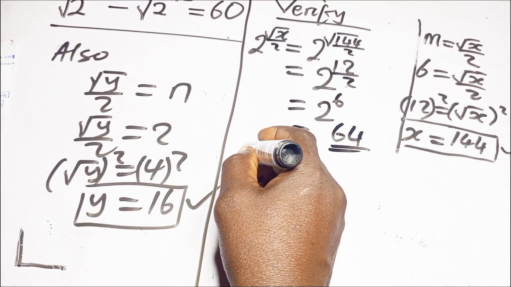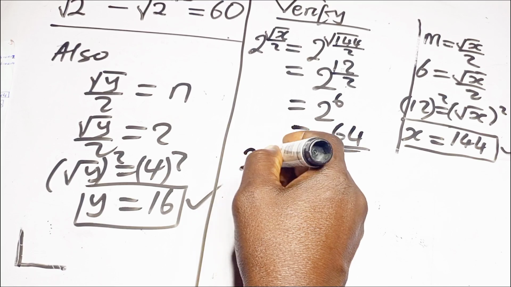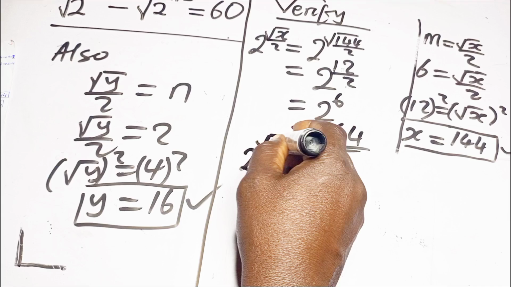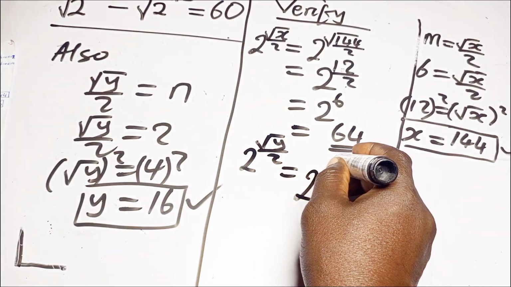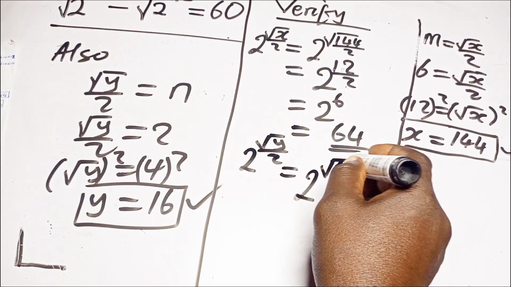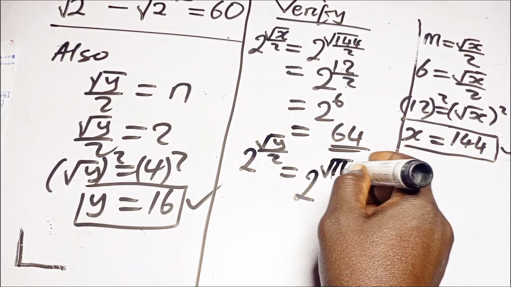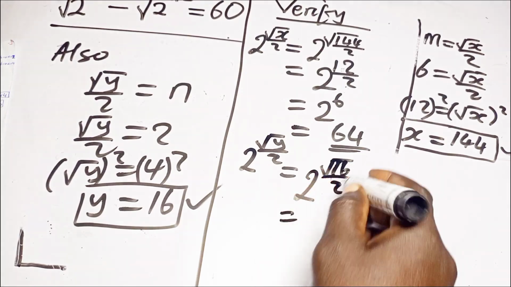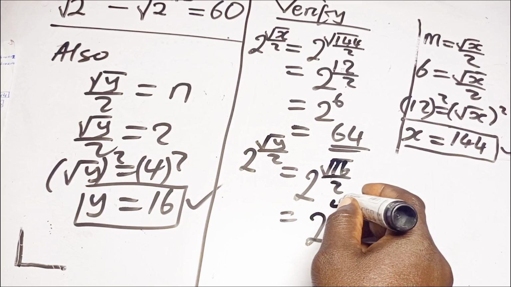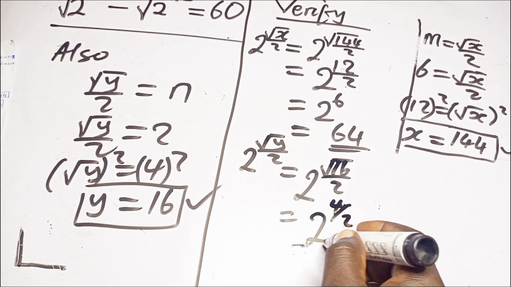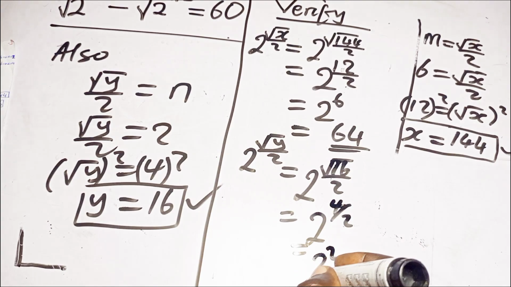Now we also have 2 to the root y divided by 2. This gives us 2 to the root 16. y is 16. 2 to the root 16 divided by 2. Root 16 is 4. So we have 2 to the 4 divided by 2. That gives us 2 to the 2, which is 4.